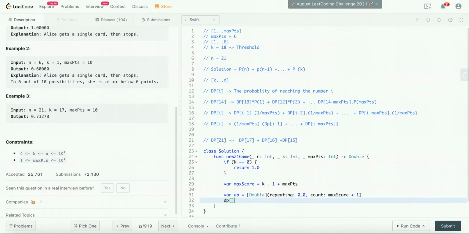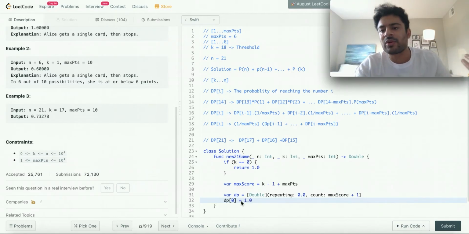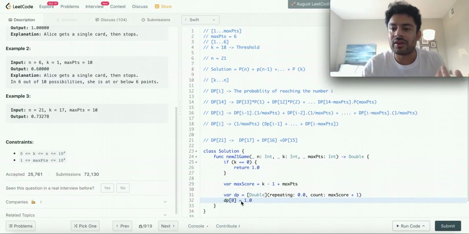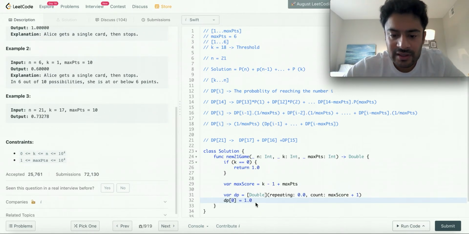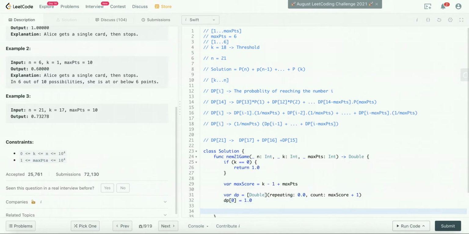What would be dp of 0? What is the probability of reaching number 0? 1, right? Because if you don't start the game at all, you're already at 0. So the probability of reaching 0 is 100%. So I'm going to initialize that as 1.0.